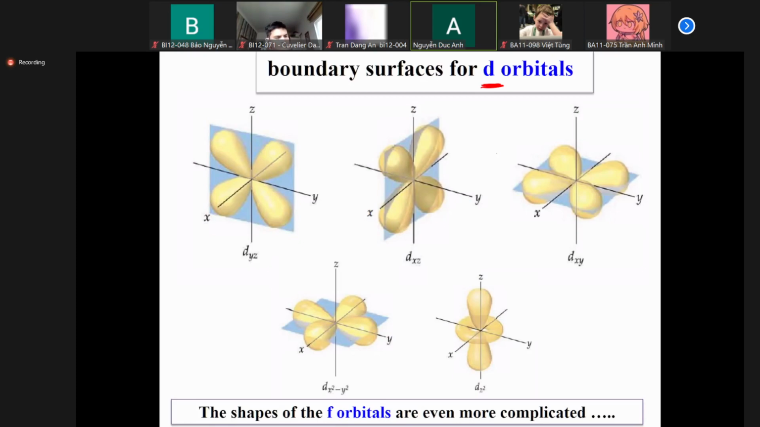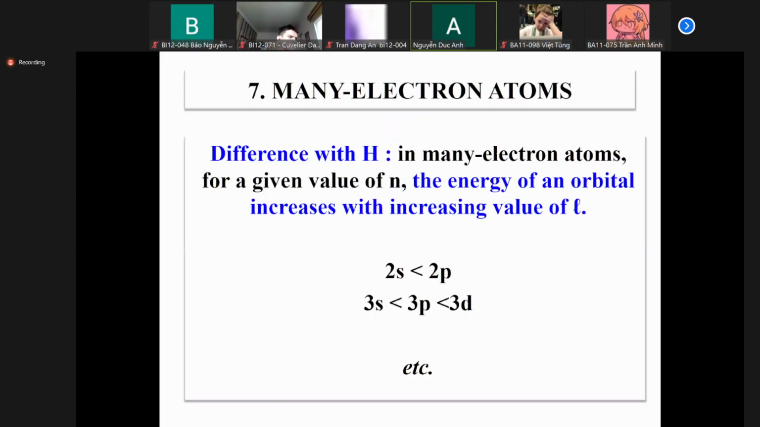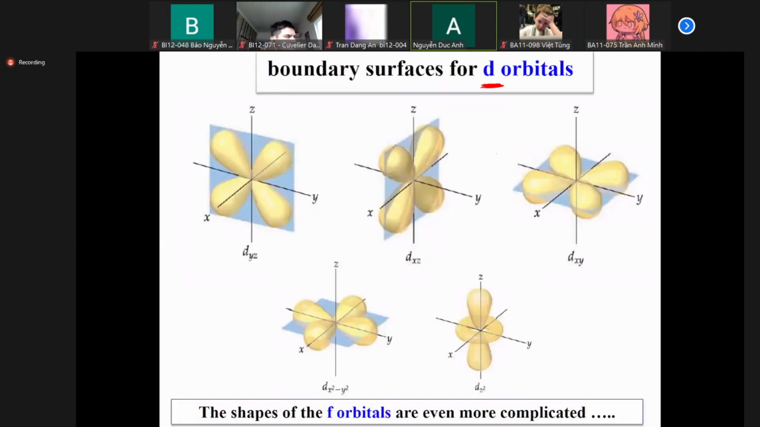Okay, I think I will stop here, because the next part relates to many electrons, and this will not be complicated after several minutes. So I will stop here, and we still have several minutes for some questions if you have any.